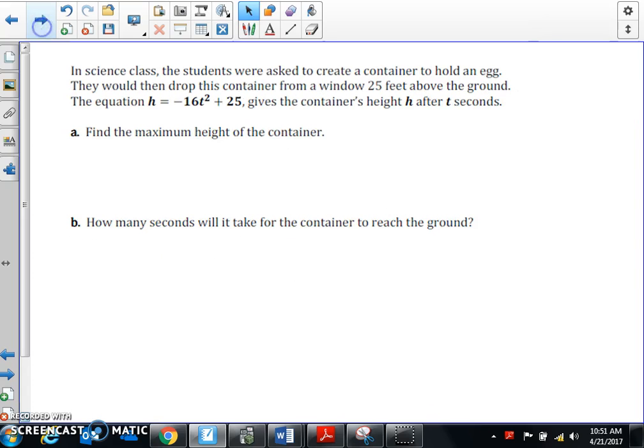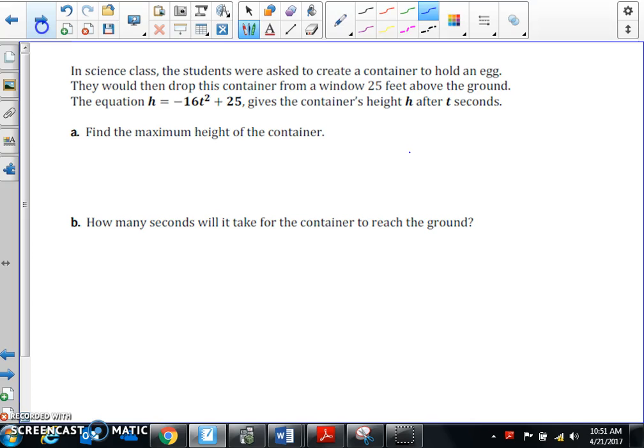One more. In science class, the students were asked to create a container to hold an egg. They would then drop this container from a window 25 feet above the ground. Now, the reason that we don't have a plus t here is because they dropped it, which means there was no velocity. I'm not going to ask you that, but so you have a little bit of information. If you drop something, then the v is going to be 0, which means you don't have a t. But you still have the t squared, right? Because it's always negative 16 t squared. And then the window is 25 feet above the ground, which is why we have that plus 25.